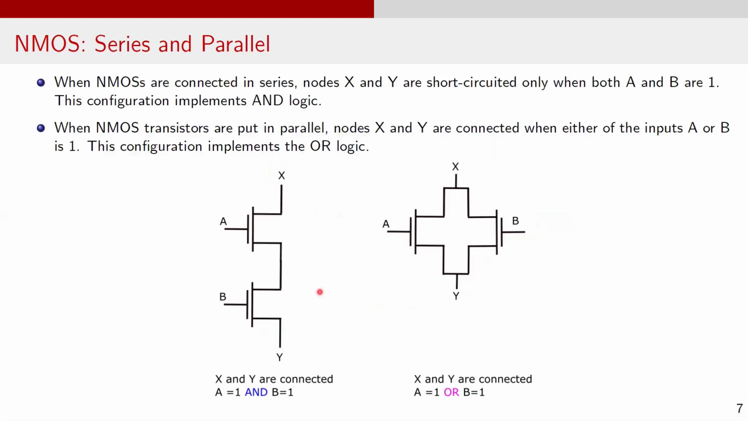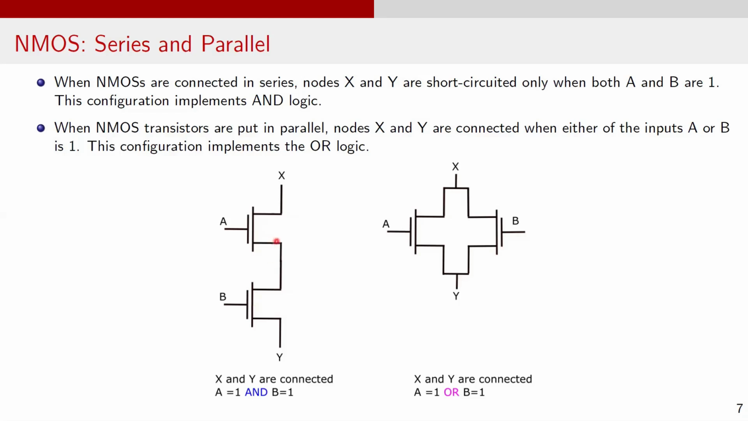The inverter circuit we discussed so far consists of a single PMOS transistor for pulling the output up and a single NMOS transistor for pulling the output down. However, more complex designs can be built by combining multiple PMOS and NMOS transistors for pull-up and pull-down networks, respectively. The PMOS and NMOS transistors can be connected either in series or in parallel. Depending on the configuration, whether they are in series or parallel, the overall pull-up and pull-down strength of the circuit changes. First, let's see the NMOS.